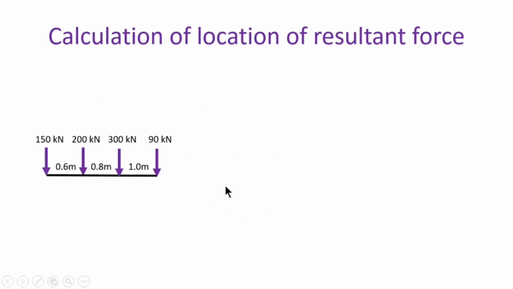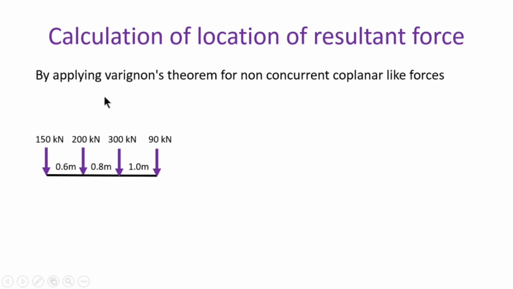So now the first step is the calculation of the location of the resultant force. We have to first calculate the resultant of all these forces. By applying Varignon's theorem for non-concurrent coplanar like forces, here all the forces are like forces and also coplanar. For that we have to take a moment about any end load, that may be 150 or maybe the 90. So here we are taking the moment about the 150 kN load, like this, of all the forces.